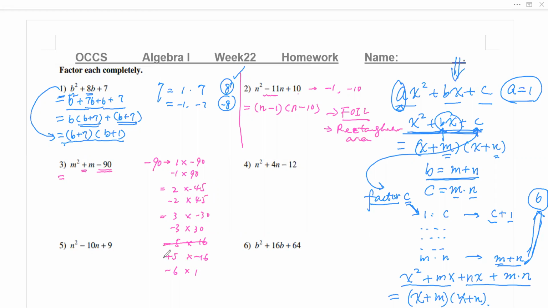Oh, here is wrong. Here is 80, right? 5 times 16. Actually it is 90, so 5 times 18, or 5 times negative 18. What about 6? 6 is negative 15, right? And positive 6, negative 15. Even more, we can go what? 10, right? 10 times negative 9 and negative 10 and positive 9.